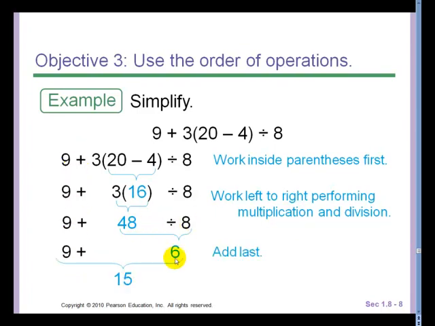48 divided by 8 is 6, and lastly we'll add 9 plus 6 and get 15. Notice how the 9 stays lined up with itself, as does the plus sign we didn't use. It is very important to keep yourself nice and organized when you're doing order of operations. If you're not careful about where you write numbers, you will get your order wrong.